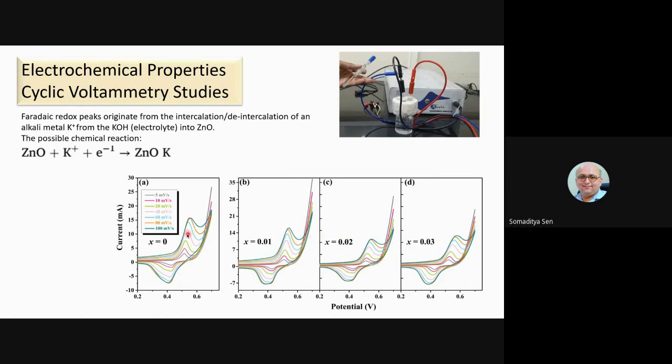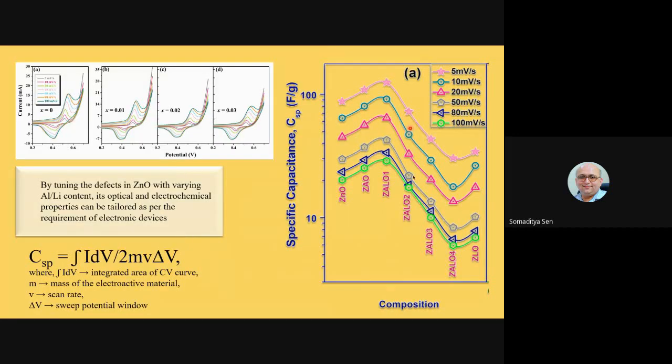We can calculate the area of the graph to find out the specific capacity. And we can see here that this is an interesting graph. This is aluminum-doped zinc oxide at a particular percentage. Then we have changed the ratio of the aluminum and lithium. So aluminum is 3 plus, lithium is 1 plus. It's an ideal example of charge balance. See how it is effective.